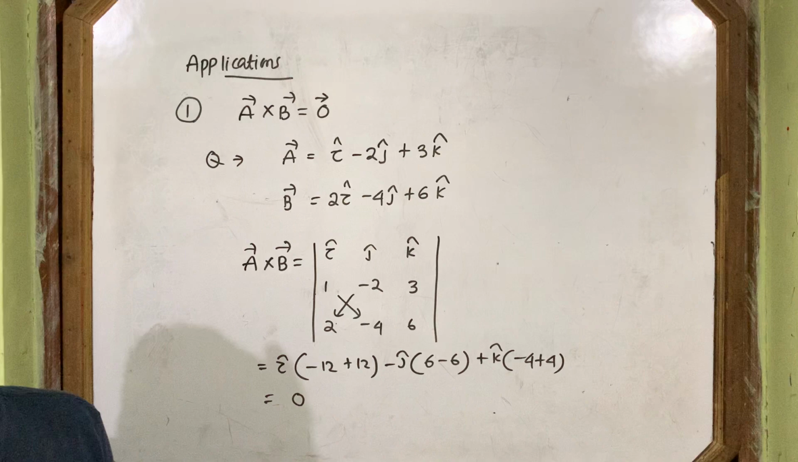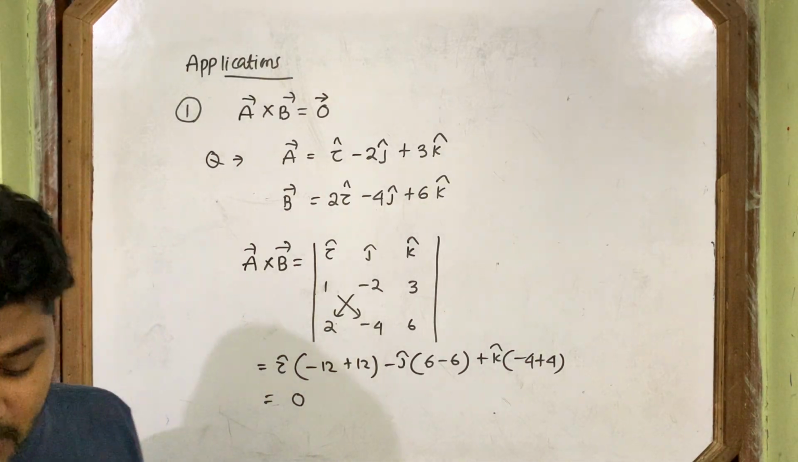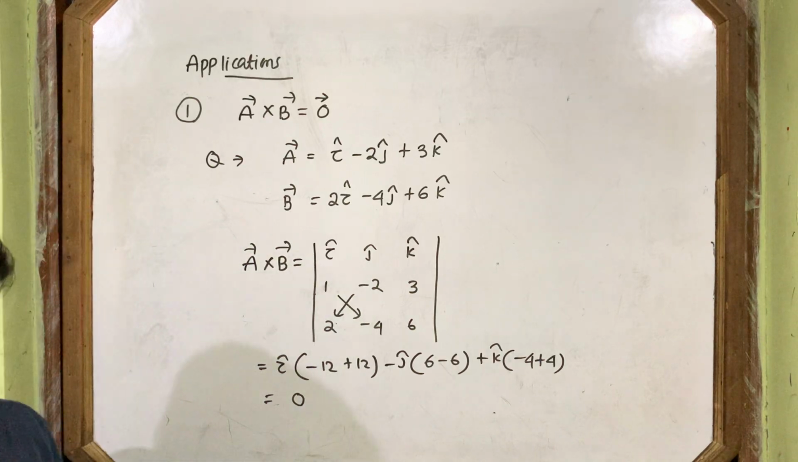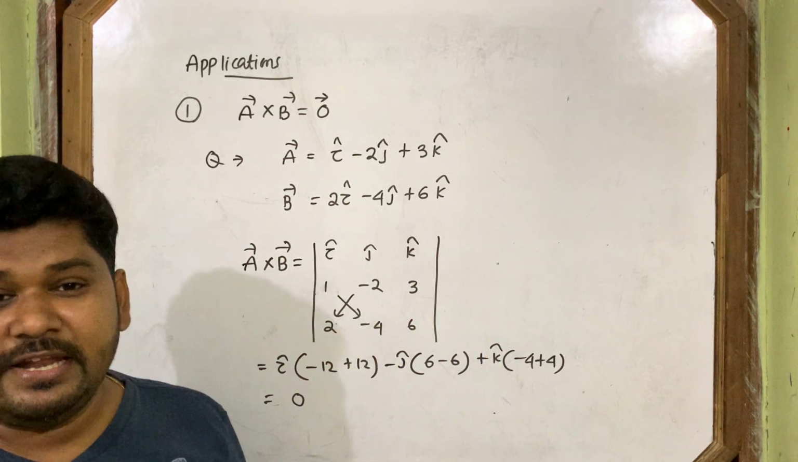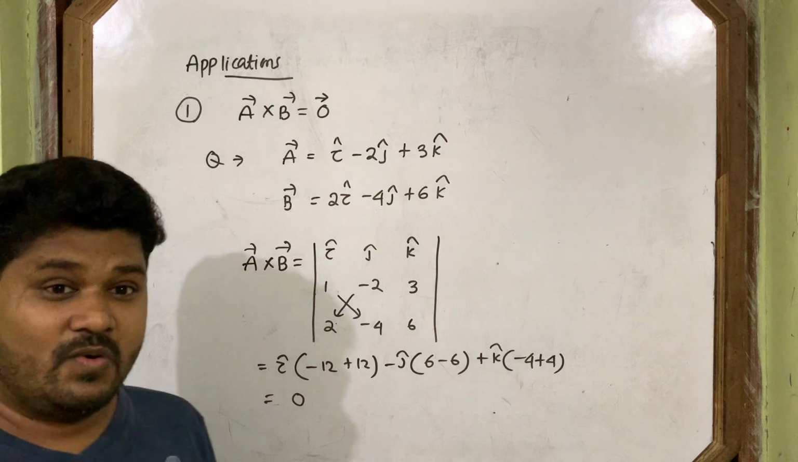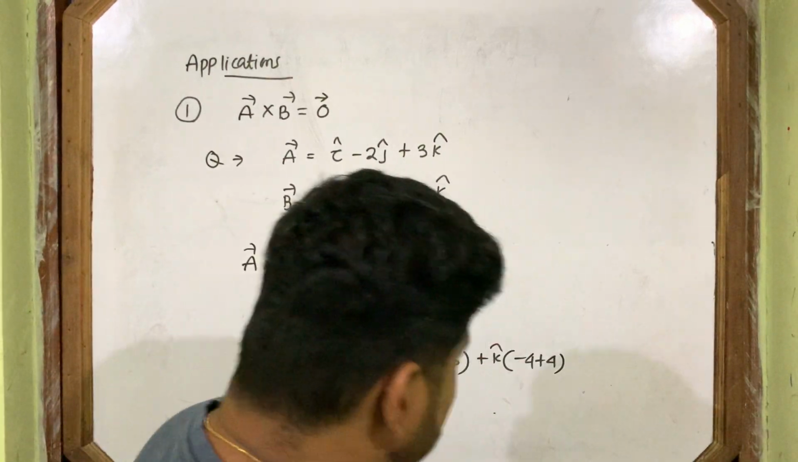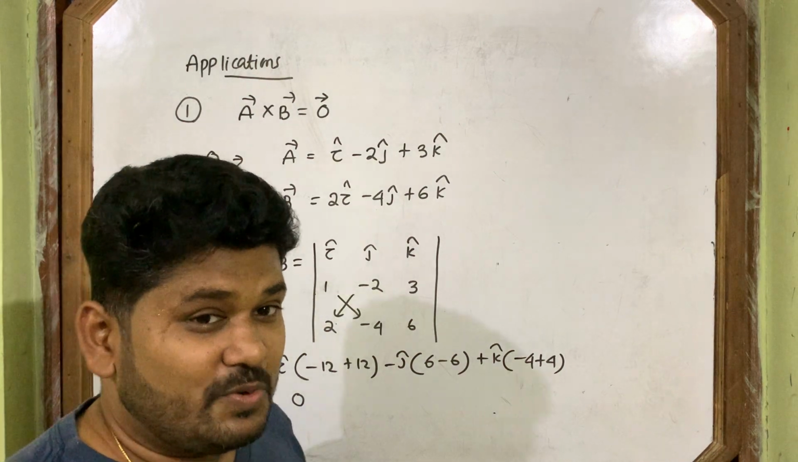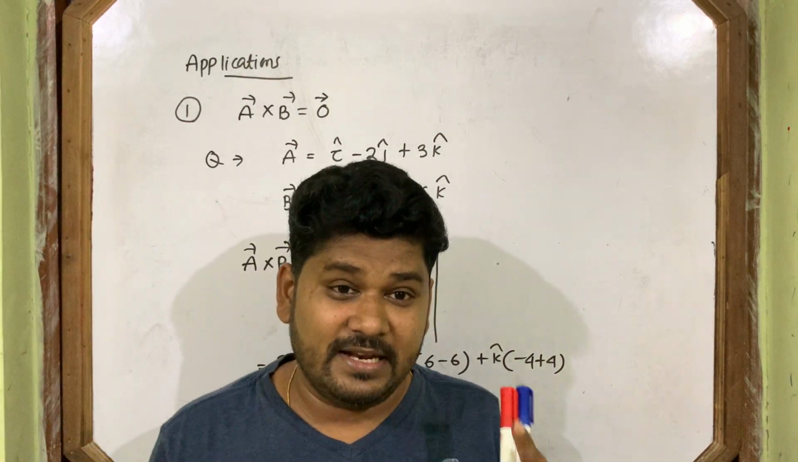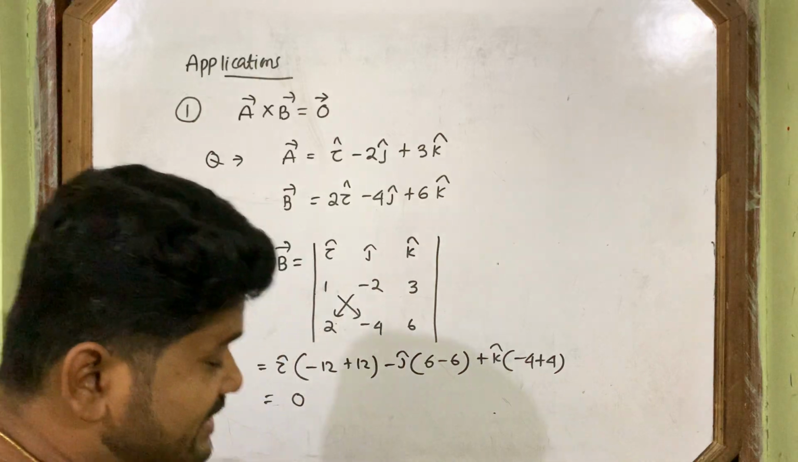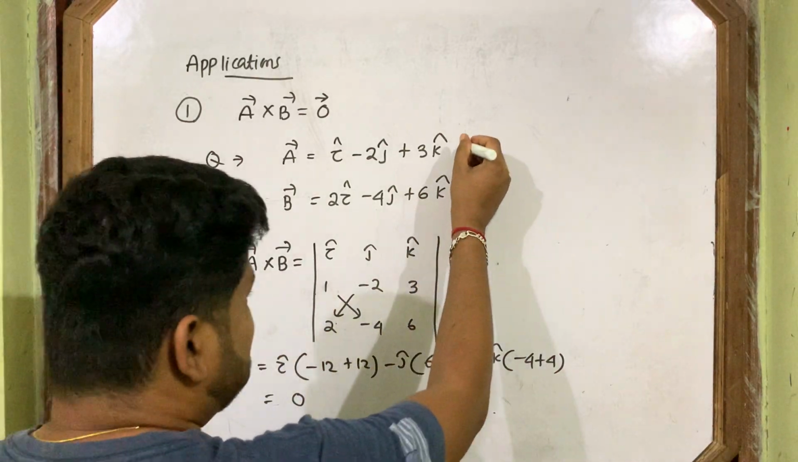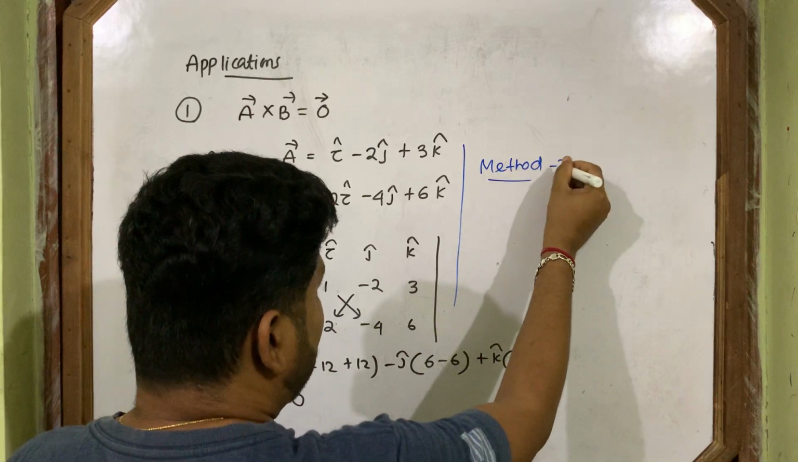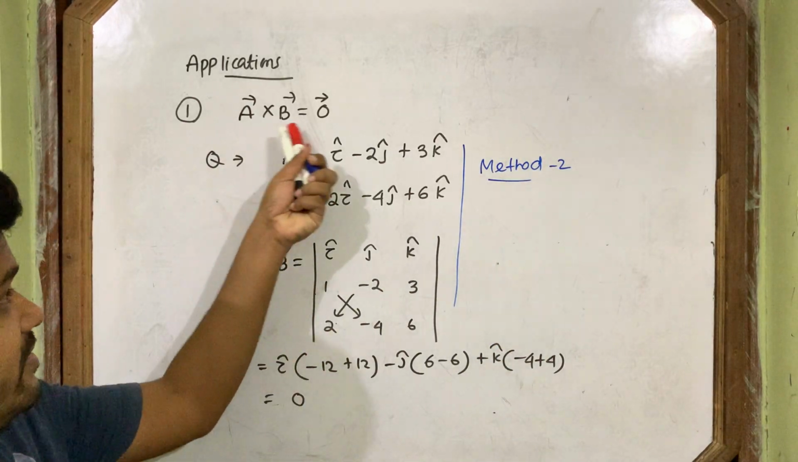Because the cross product is not giving us the information whether they are parallel or anti-parallel. The cross product only tells us whether they are collinear or not. It can't tell you whether they are parallel or anti-parallel, but there is another method which can tell you whether they are parallel or anti-parallel.